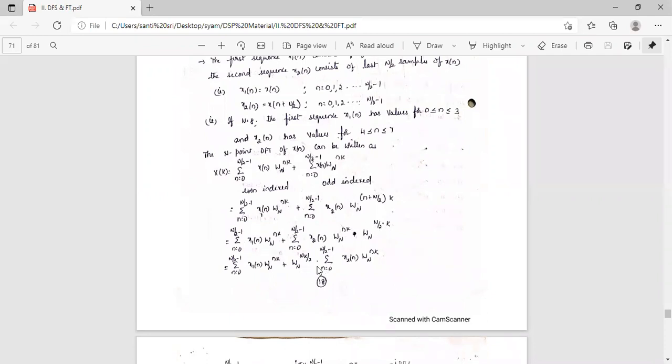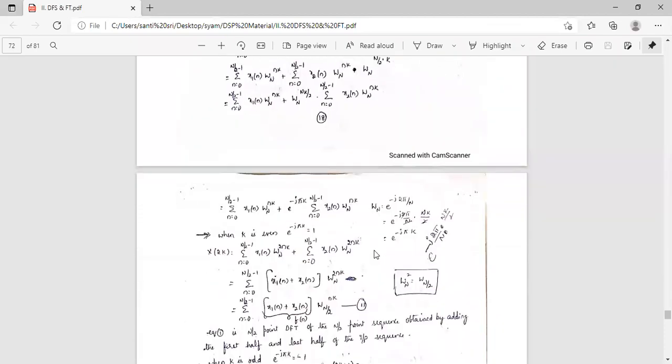So W_N^(nk) times sigma n equals 0 to N minus 1, 2 n by 2 minus 1 into x2 of n into W_N^(nk), right? So it will become sigma n equals 0 to N/2 minus 1 into x1 of n into W_N^(nk) plus e^(-jπk) e^(W_N^(nk/2)). Here W_N equals e^(-j2π/N), right? So e^(-j2π/N) whole power nk by 2. So N and N get cancelled, 2 and 2 get cancelled. So it will become e^(-jπk).